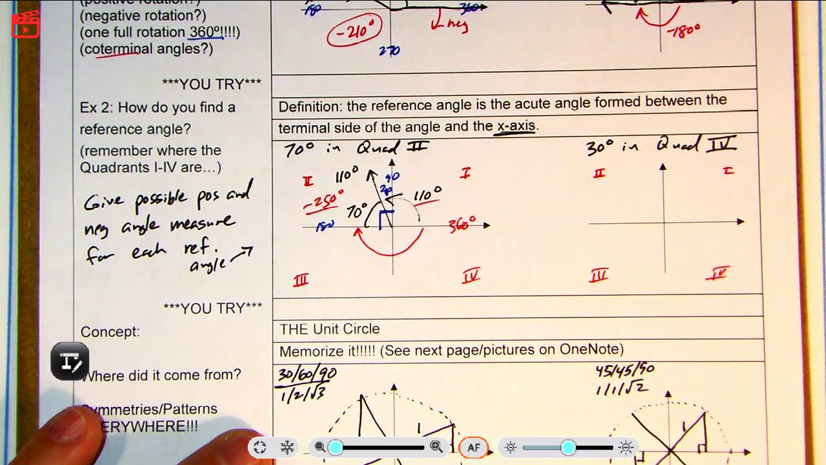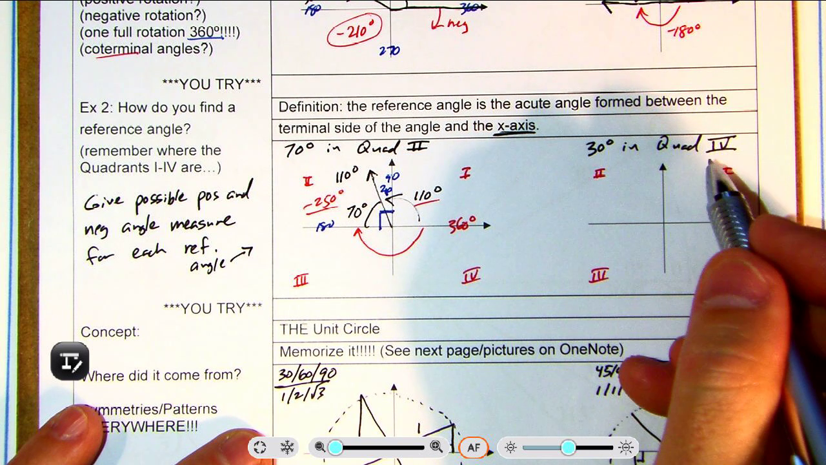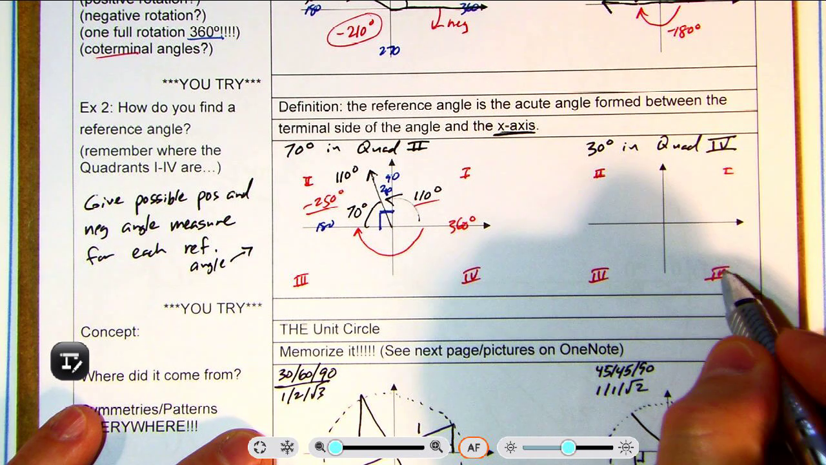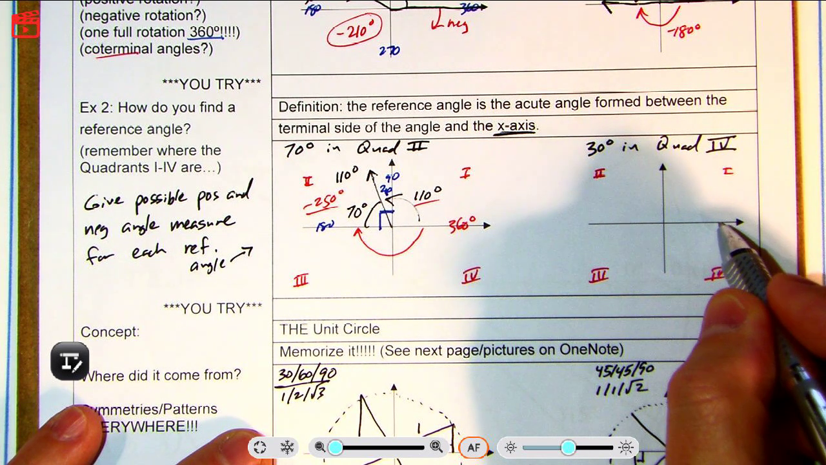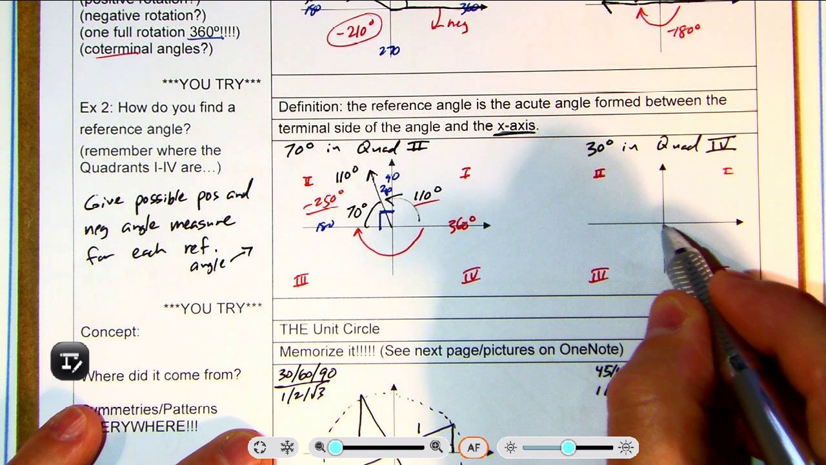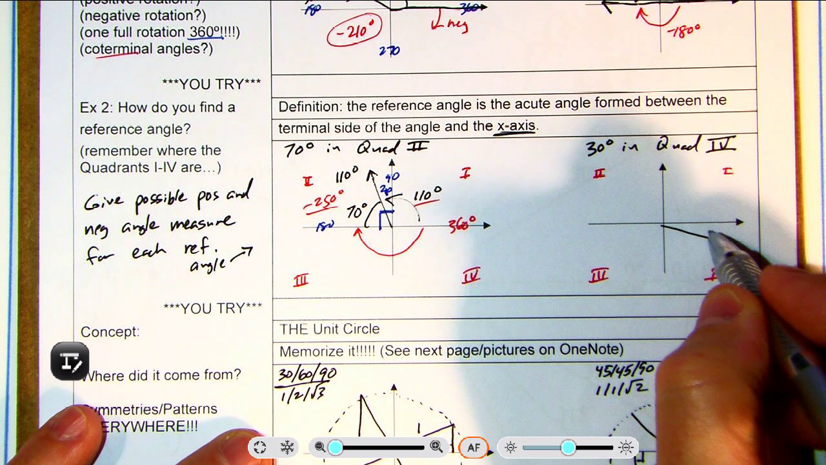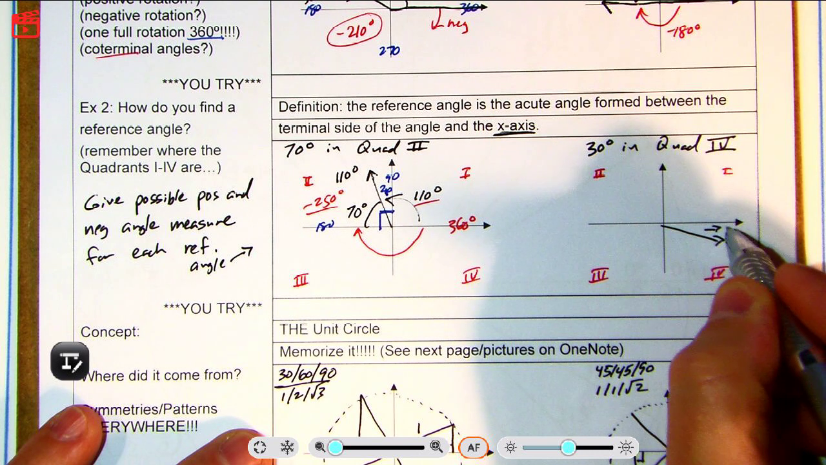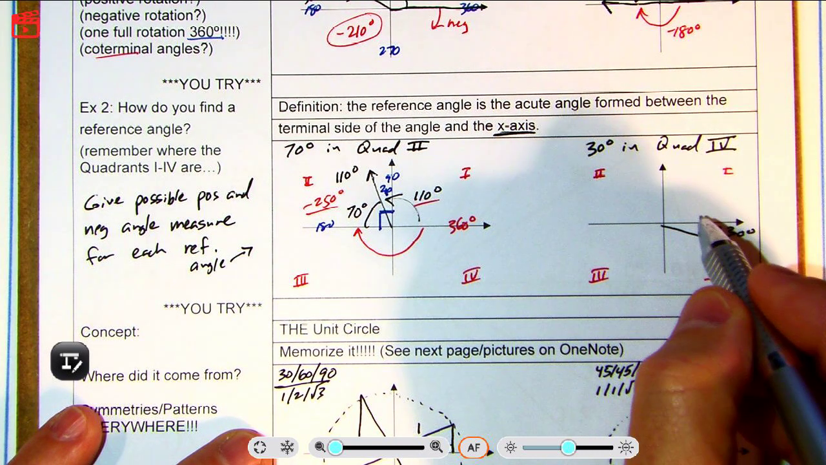All right, let's do the same thing over here. 30 degrees in quadrant 4, and measure up or down from the x-axis. So 30 degrees is about right there. Our reference angle right here is 30 degrees. What's the positive angle measure?